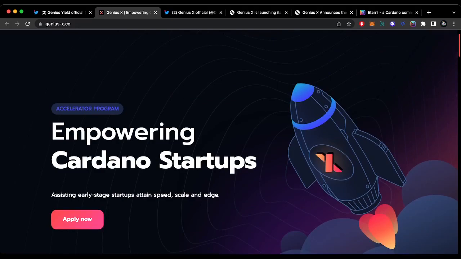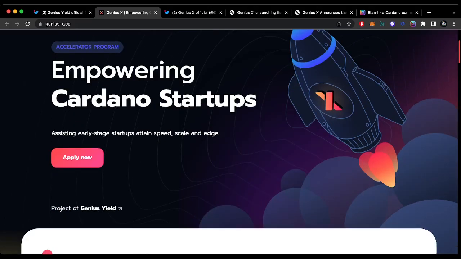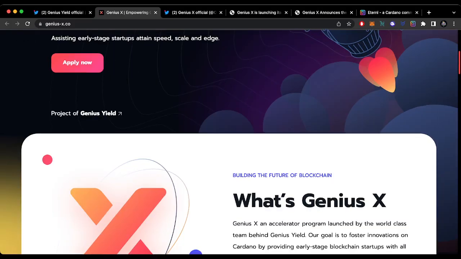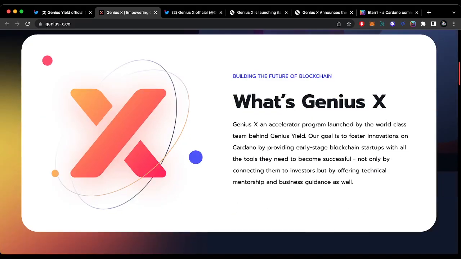So first of all, can we talk about these graphics, guys? Everything Genius Yield has been doing, and now Genius X, just looks so damn good. Obviously, it's got that cartoon vibe, but I just love the color scheme, everything about it, just really, really good. But as we said, Genius X is an accelerator program launched by the world-class team behind Genius Yield. Their goal is to foster innovations on Cardano by providing early stage blockchain startups with all the tools they need to become successful, not only by connecting them to investors, but by offering technical mentorship and business guidance as well.